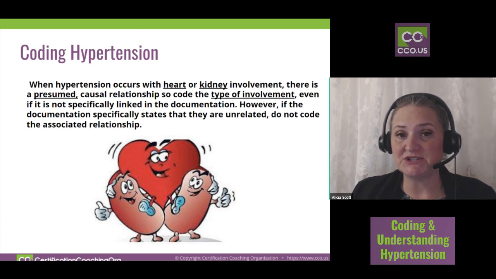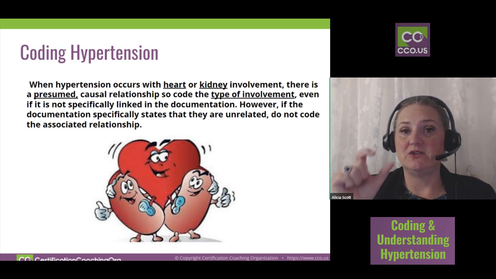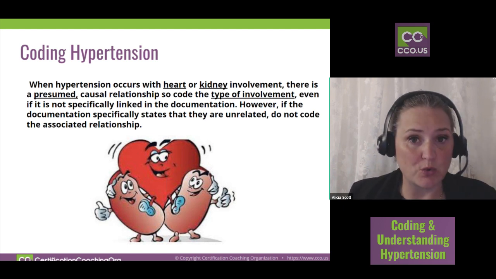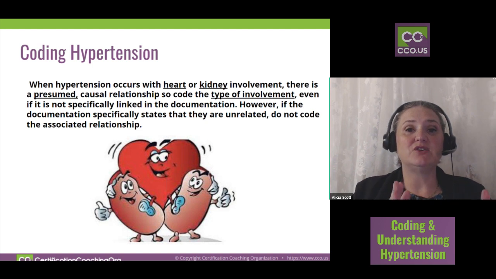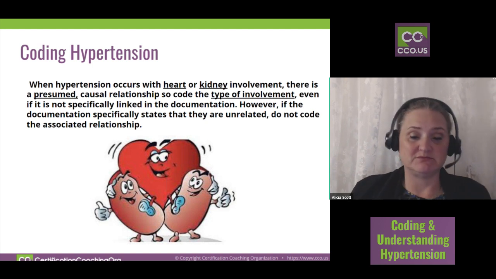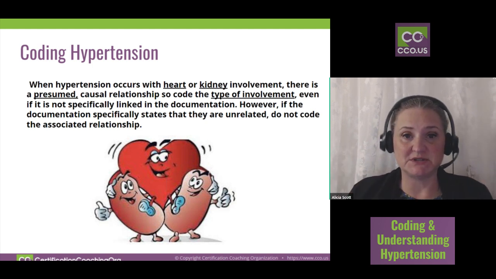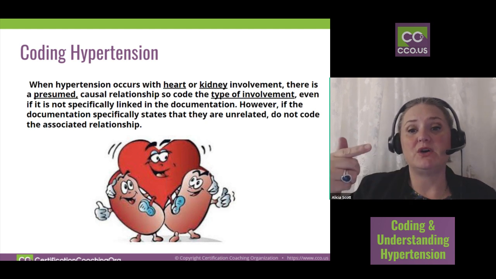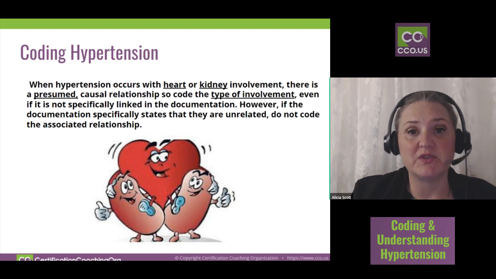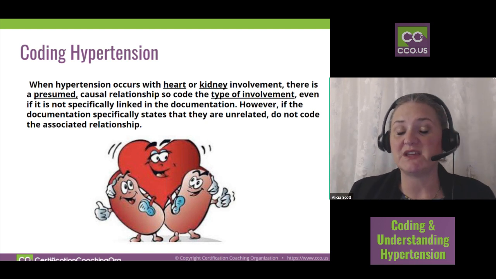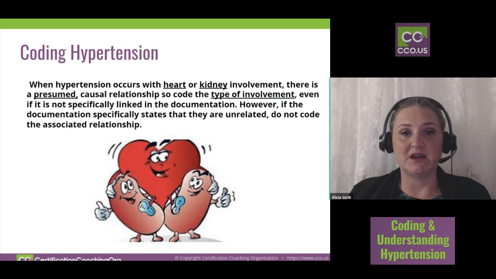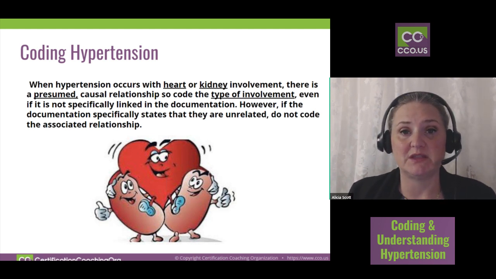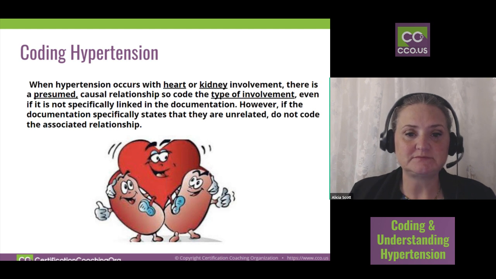Another thing to note that I would put in my notes is that if there is a causal relationship, then you're probably going to end up with more than one code. So instead of coding the I-10, which is straight out hypertension, you're going to use another hypertension code, but then they're going to want to know what's the type of involvement with the heart, what's the type of involvement with the kidneys. So again, there's going to be combo codes and other codes that are going to need to be dealt with.